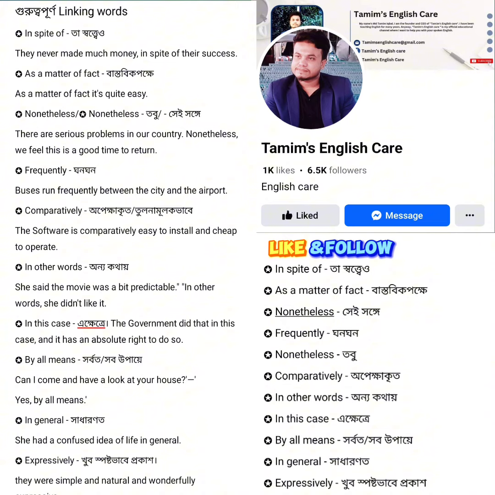Expressively, খুব স্পষ্টভাবে প্রকাশ. For example, they were simple and natural and wonderfully expressive.